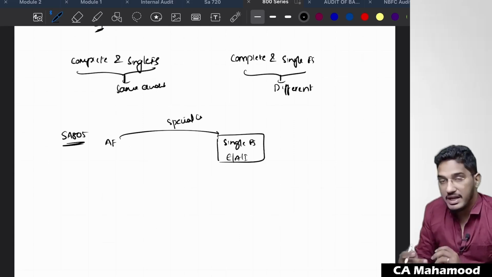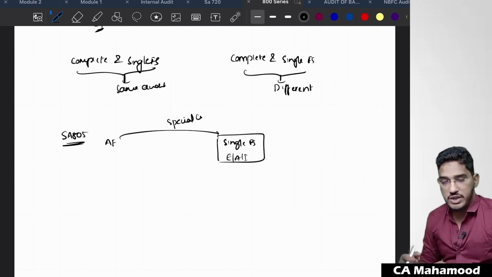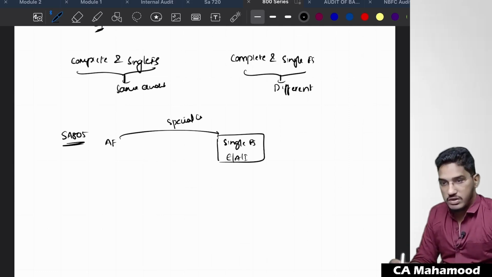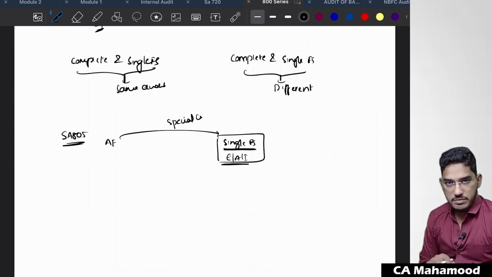This standard is going to guide you as an auditor on what special considerations or special points you have to keep in mind, what precautions you are required to take, and what procedures you are required to follow in order to conduct an audit of either a single financial statement or a specific element, account or item of the financial statements.